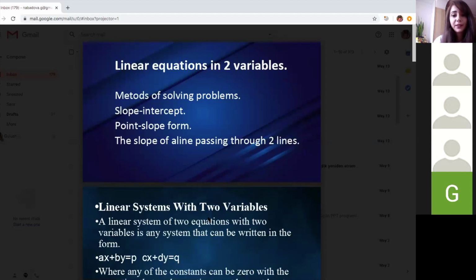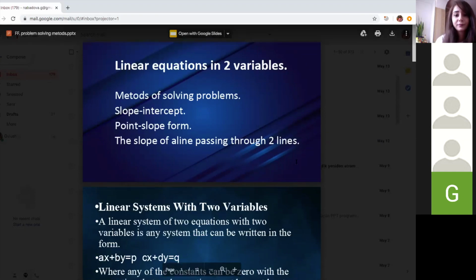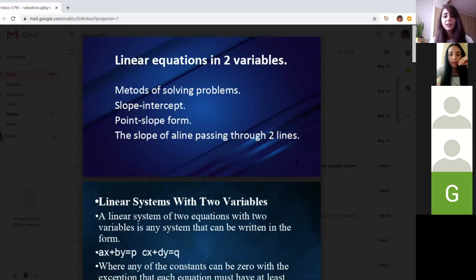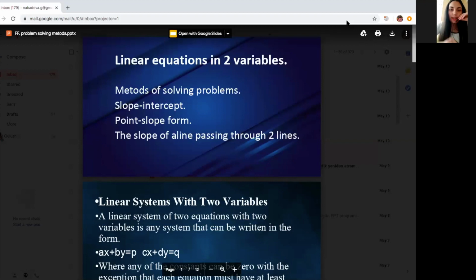Continue, please, Nermin. Your topic is linear equations. Hi, everyone. My name is Nermin Guliyeva, and I want to introduce my partner, Matanet. Thank you very much for your attention. We will introduce our individual work about linear equations in 2 variables and methods of solving problems: slope-intercept form, point-slope form, and the slope of a line passing through 2 points. So let's start.